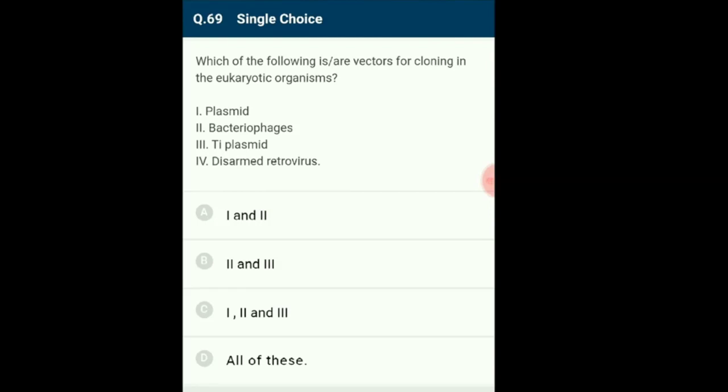Question number 69. Which of the following is a vector for cloning in eukaryotic organisms? Vectors are carriers of DNA which are used to transfer the gene of interest into the host cell. Vectors used at present are engineered in such a way that they help in easy linking of foreign DNA and selection of recombinants and non-recombinants. Plasmids and bacteriophages have the ability to replicate within the bacterial cells independent of the control of chromosomal DNA. So the answer for this question is option D. All of these are vectors for cloning in eukaryotic organisms.